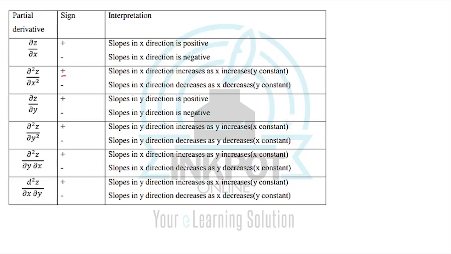When you have del 2z by del x squared, if it is positive, then what you're saying is that the slope in the x direction increases as x increases, given y is constant. If it's negative, then you're saying that the slope in the x direction decreases as x increases, and again y is constant. So the second derivative gives you the rate of change of slope, whereas the first derivative actually gives you the slope. That's the way you should differentiate between the two.